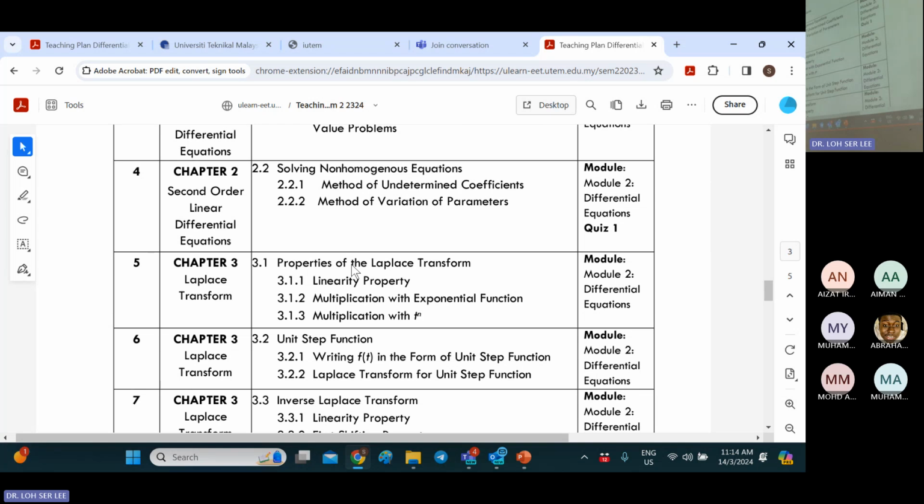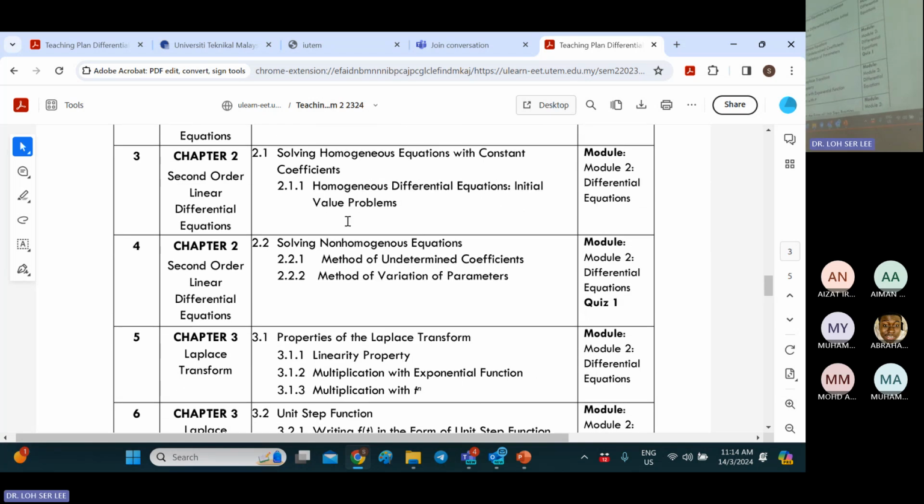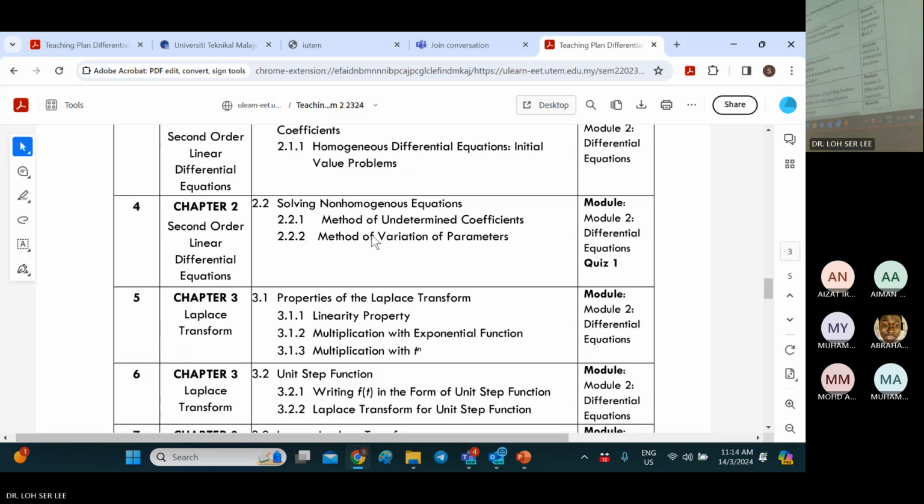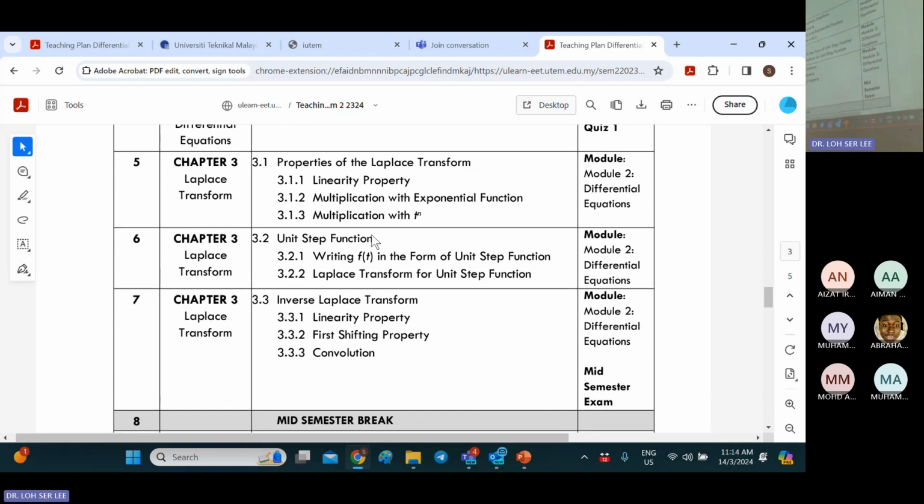For chapter 2, this is still analytical. We are solving this analytically. That means all related to the derivation. Chapter 3 is something new to you because it involves Laplace transform. We will transform the equation into Laplace, that's why we call it Laplace transform. After we transform it into Laplace, then we solve it and we apply the inverse Laplace to get the solutions.